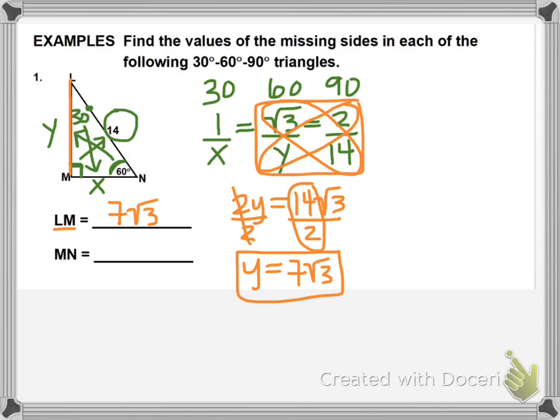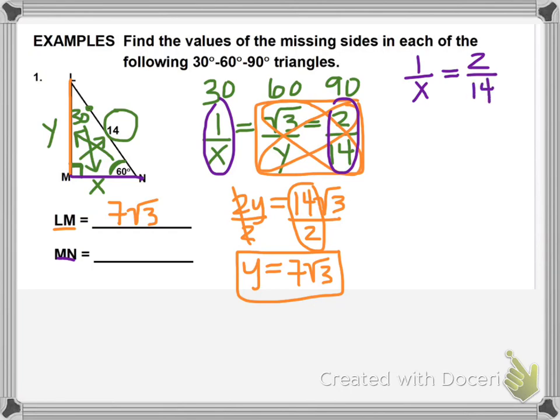Now we're going to go ahead and try to find the length of MN. MN is here and is represented by x. So now I need to set up another proportion with the ratio that has the 1 over x, which is this one. I don't want to set it equal to the middle ratio because that also has a y. So I do want to set it equal to this last one, 2 over 14, because it just has numbers. I'm going to go ahead and rewrite this one since they're not right next to each other. 1 over x equals 2 over 14.